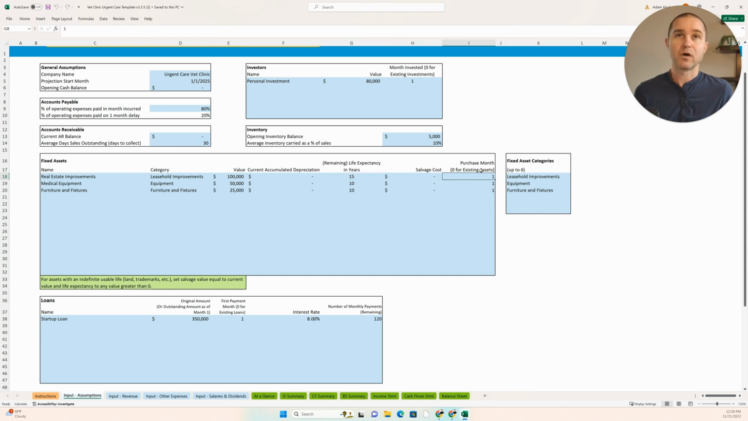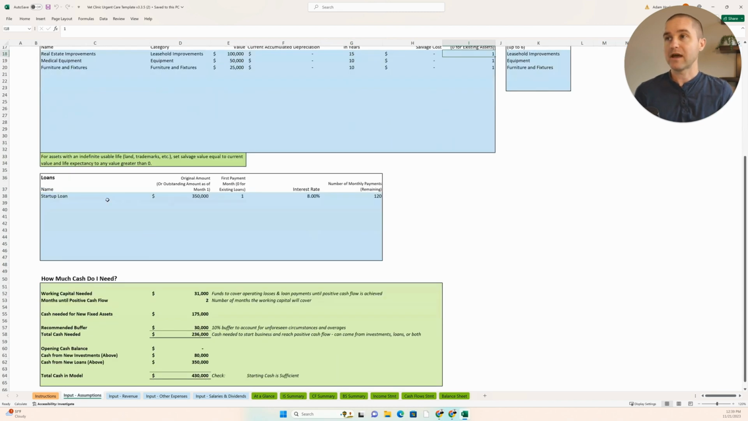We put month one for the purchase month for all of these fixed assets. So again, you're going to have the investment come in month one, and then these startup expenses go out immediately in month one as well. And then you'll have your startup loan. So we've got a loan here for $350,000 in month one, 8% interest rate, 120-month term, or a 10-year term.